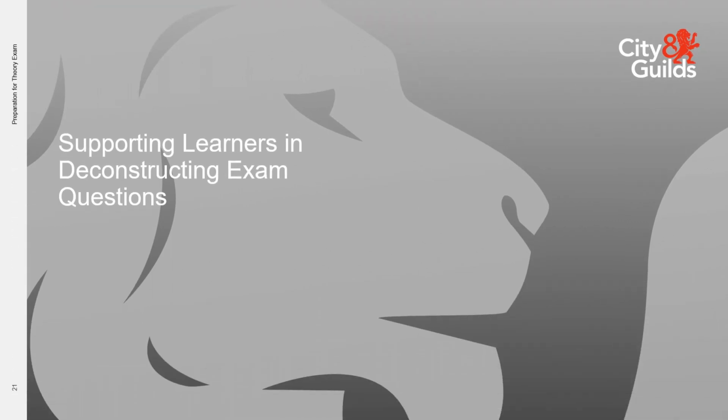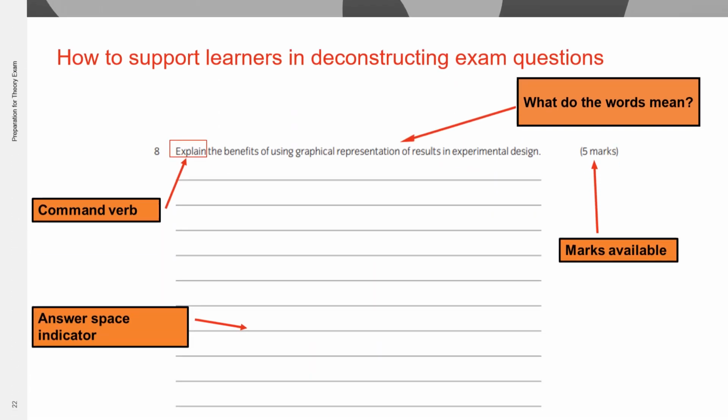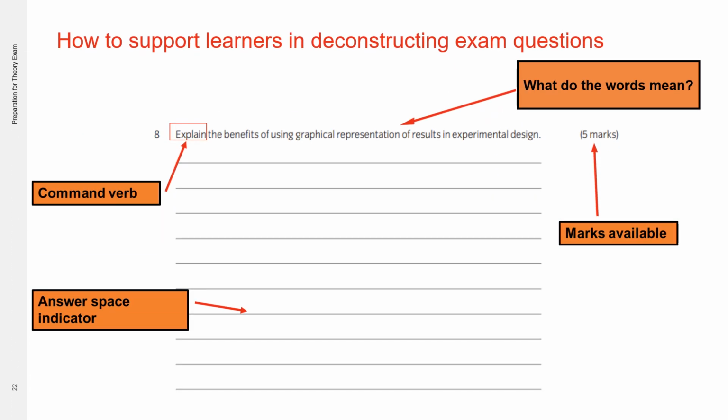Supporting learners in deconstructing exam questions. Let's look in more detail and break some questions down. First of all, it should be easy to spot the command verb. A couple of helpful indicators for learners would be the marks awarded and the amount of space left, helping show how much is expected from an answer.